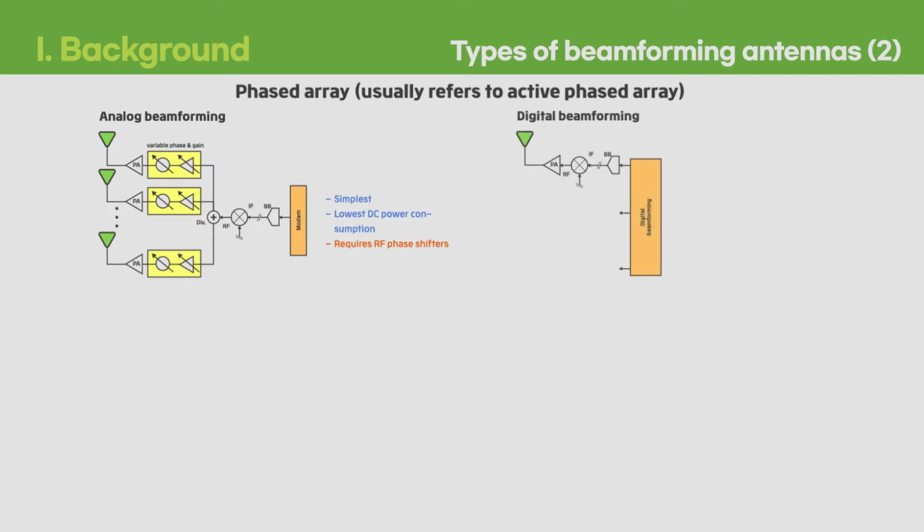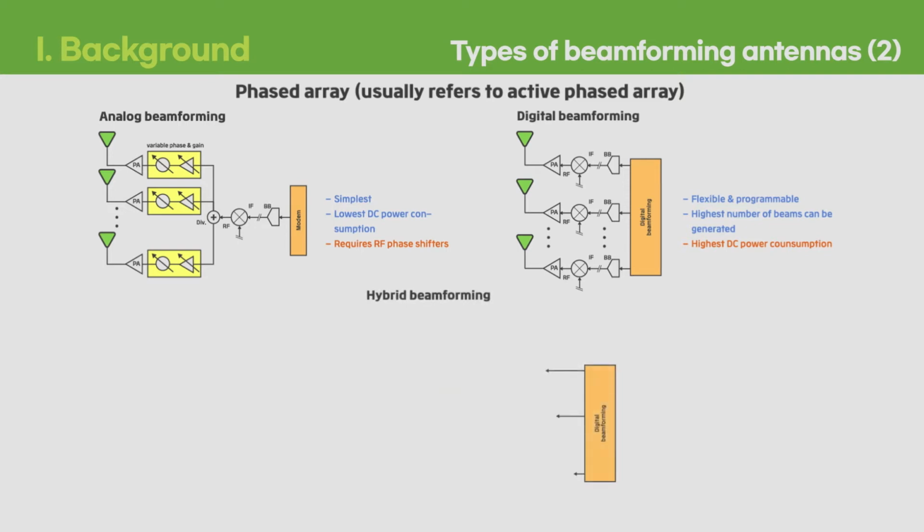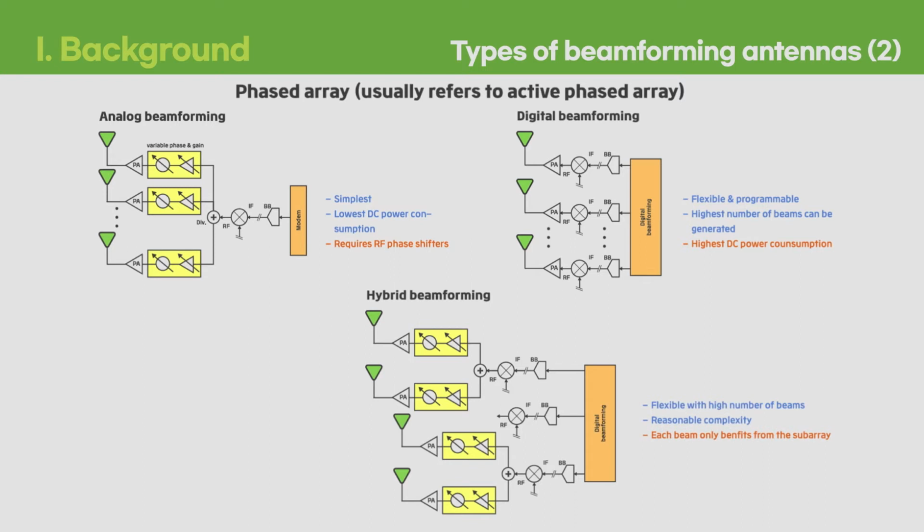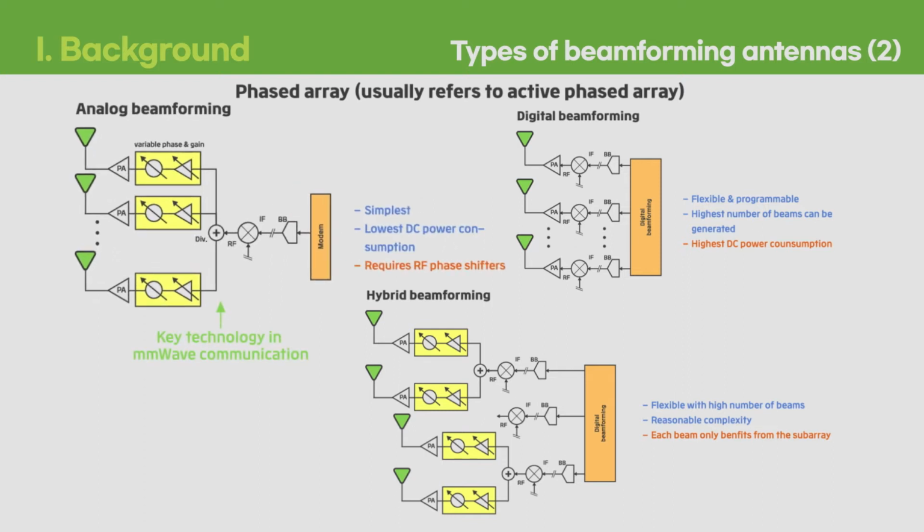Next, digital beamforming can be configured by using multiple independent antenna radiations and analog to digital converters, and then processing the multiple signals in a digital domain. Lastly, hybrid beamforming is the combination of both analog beamforming and digital beamforming. Multiple sub-arrays for analog beamforming are combined in a digital beamforming architecture for digital signal processing. Although each type has its own pros and cons as shown in the examples on the screen, the analog beamforming is considered to be the key technology in mmWave communication. Thus, this video will focus on the analog beamforming.